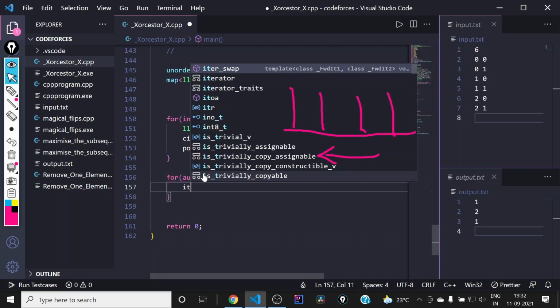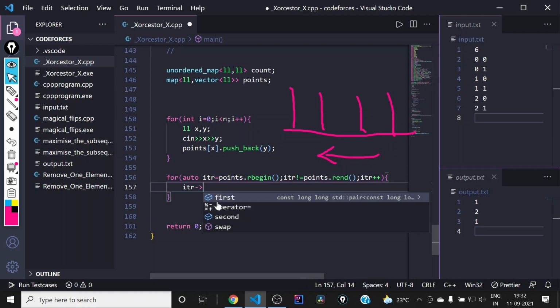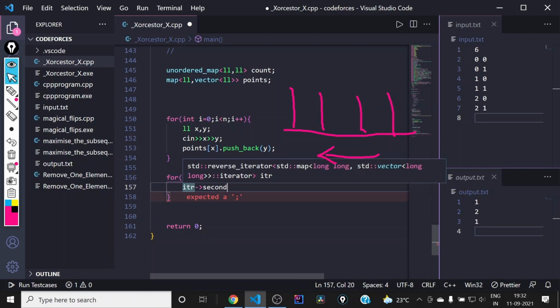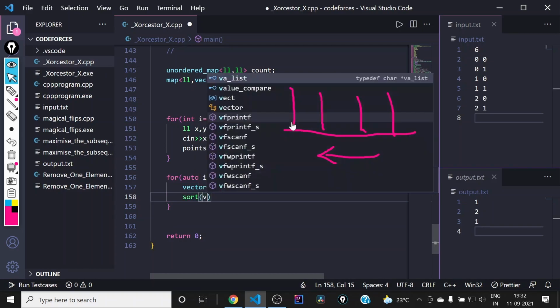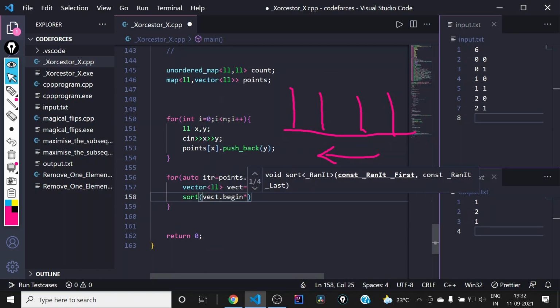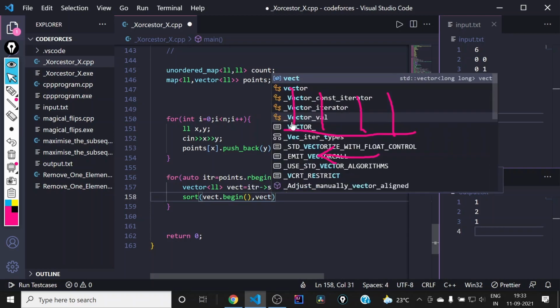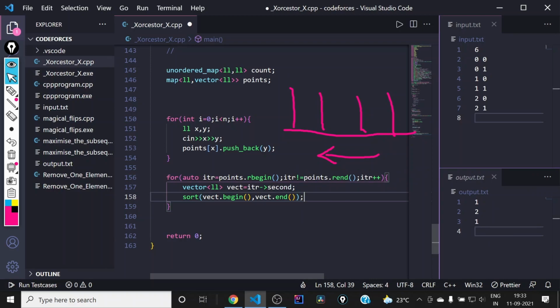So we can access the x coordinate with first, and we can access the corresponding vector using itr second. This will give us the vector of all the y coordinates of the points which have got the same x. I will call it vect for now. First we need to sort these. The reason why I am sorting is because I want to only consider the pair a comma b in which a is smaller than b.